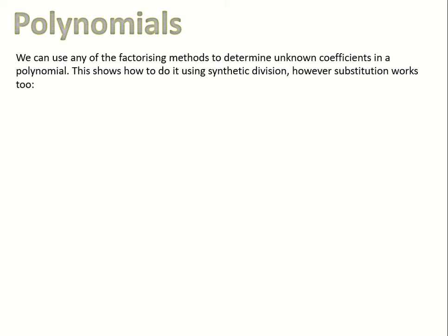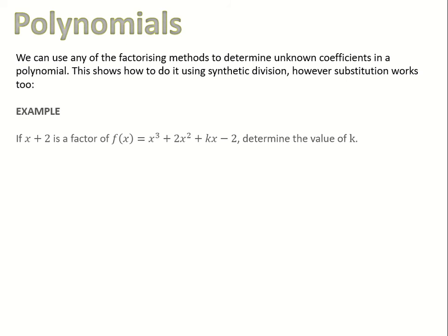So in terms of our formula, we've been using the coefficients. We actually do a reverse of what we've been doing to find an unknown coefficient. So for example, if you had something like this, again, it tells us a factor. We've got x cubed plus 2x squared plus kx minus 2 as our function. What we want to do is determine the value of k. So we still set it up in the same way, because if x plus 2 is a factor, then f of minus 2 equals 0.